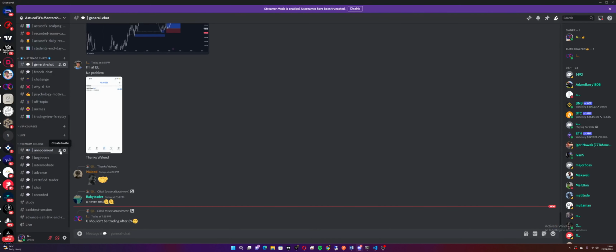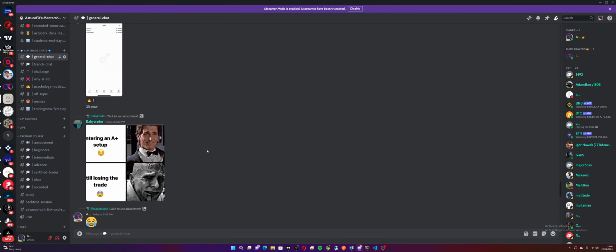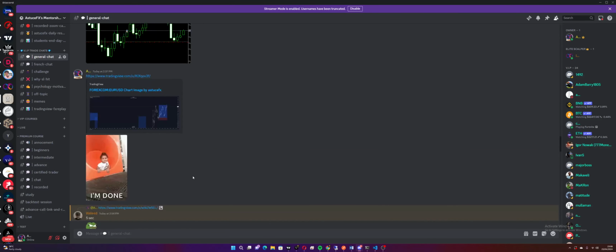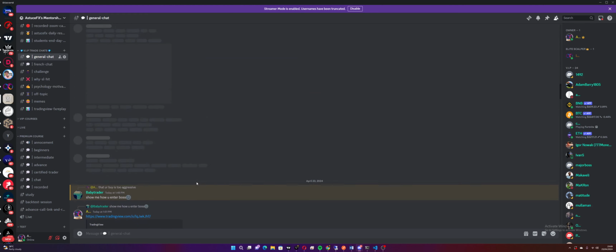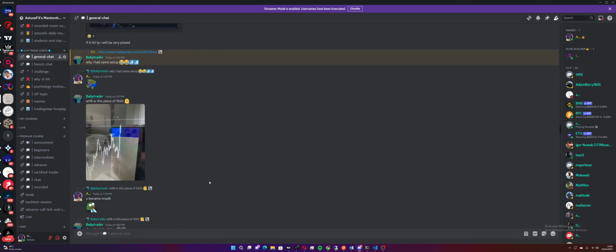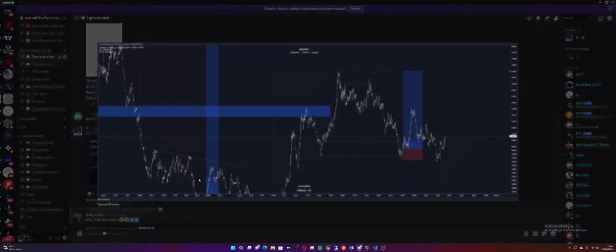I think if I come back to the chart, you'll see exactly what I entered. This was my other entry. If I scroll, yeah, as you can see there, my entry was right from the breakout structure, not the re-entry, but from the breakout structure. And you can see exactly my TP was at the previous high.